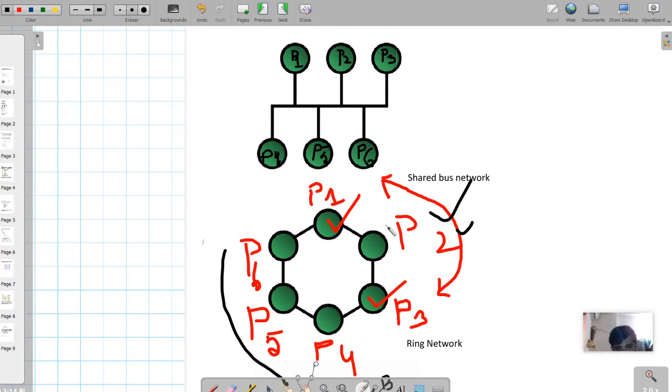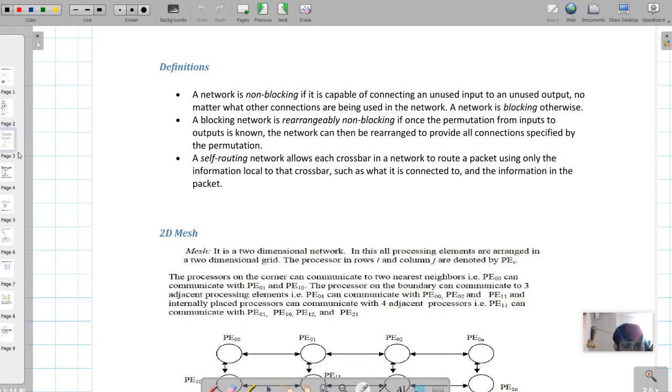If you look into the situation when P1 and P3 are communicating with one another, P2 cannot communicate with P6 because they will block the communication path, and at that time this network becomes blocking. So you can see that a network can act as a blocking as well as non-blocking network at different time instances. So this was the essence of this discussion.